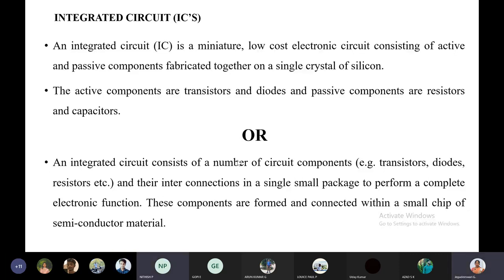Is it clear? Yes, ma'am. Yes, that's it. Ma'am, active component, once again say it, ma'am. Sorry? Active component. Yes, active components, active and passive components will be there normally. Okay, the active components is nothing but, for example, this transistor, diode. Okay. One second.